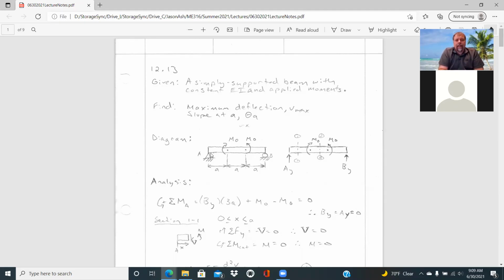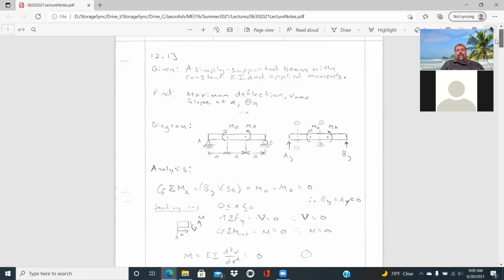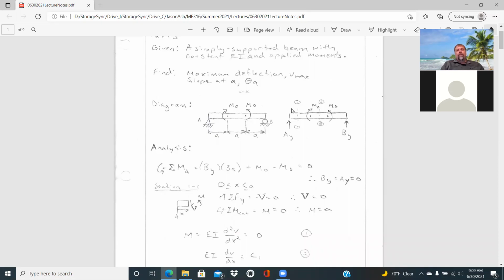And so solving for theta of A. For the analysis then, we really do want to draw a free body diagram showing our moments that are applied. And we have a pin connection and a roller, so those can only support a vertical load. And so we have A of Y and B of Y there as well.